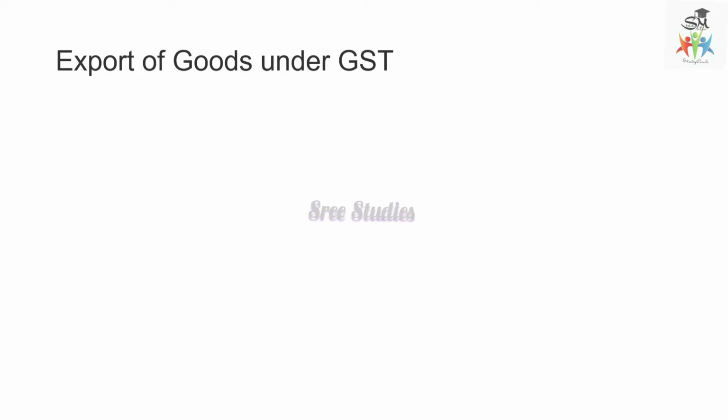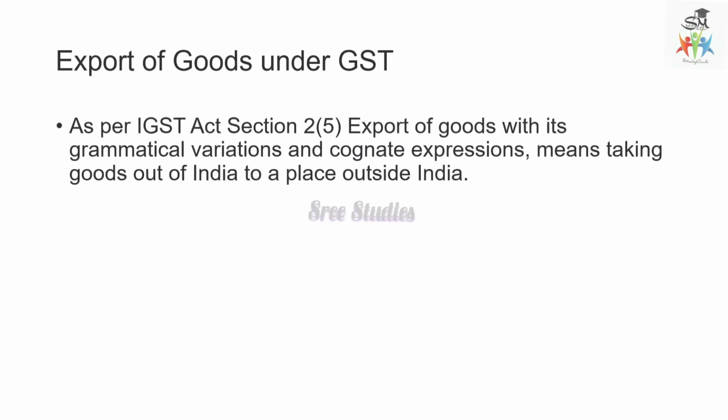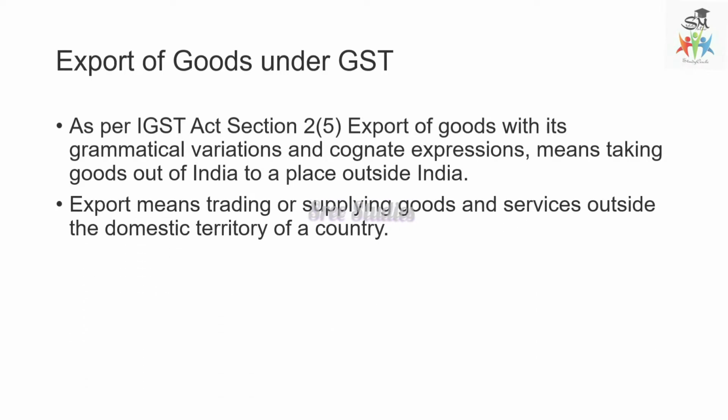So what is export of goods under GST? Under Section 2(5) of the IGST Act, export of goods, with its grammatical variations and cognate expressions, means taking the goods out of India to a place outside India. It's nothing but taking the goods outside India. So export means trading or supplying of goods and services outside the domestic territory of a country.